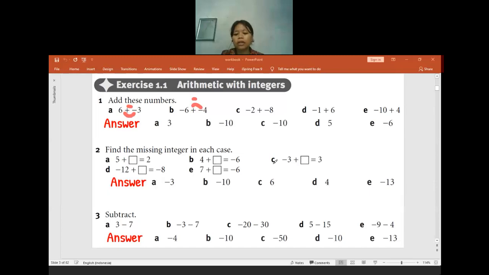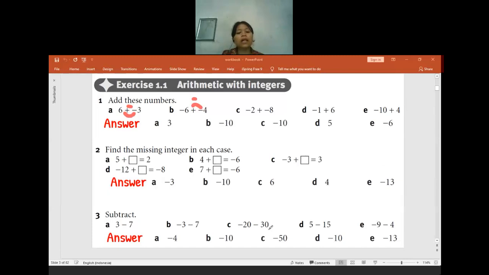For C, from negative 3 into 3, it means I do 3 minus negative 3, which equals 6. From negative 12 into negative 4, I need to add 4. From negative 12 into negative 8, I need to add 4. From 7 into negative 6, I need to subtract 13. So here are the answers.